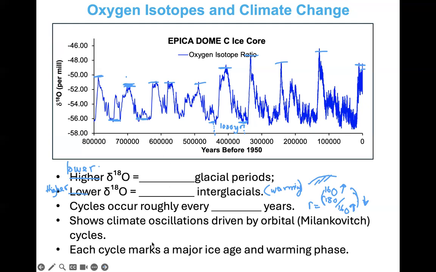This shows climate oscillation driven by orbital Milankovitch cycles. Again, remember, as I said when I talked about CH4 and CO2, this up and down is caused by natural causes, like the eccentricity or the axial tilt of the Earth, and so on. This causes the climate to be either cooler or warmer. And you have about eight cycles of ice age and warming here.